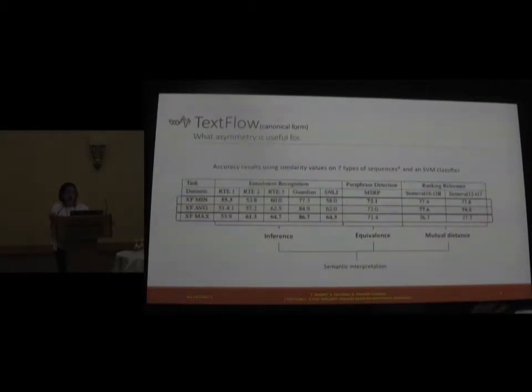And this is to illustrate that the asymmetric nature of the TextFlow measure is actually important in terms of figuring out which aggregation of the TextFlow is better for a given task. So it turns out that for inference, the minimal distance is best, and for the equivalence, it's also the minimal, and for the ranking relevance, it's the average.